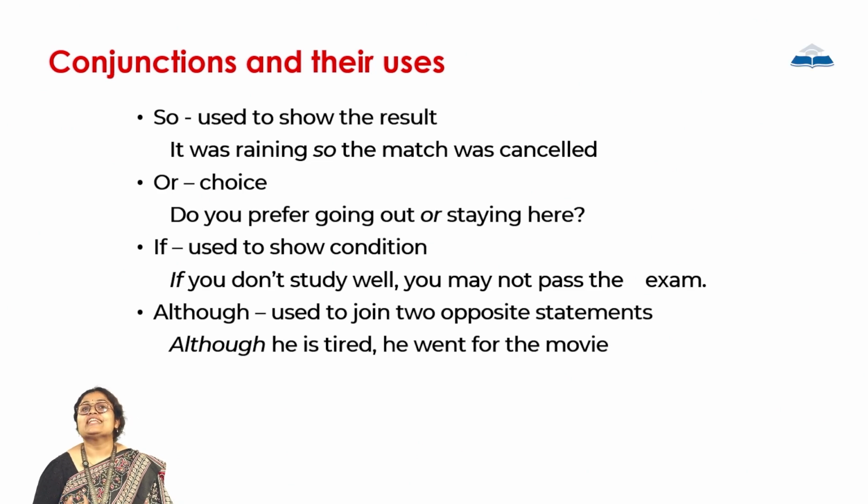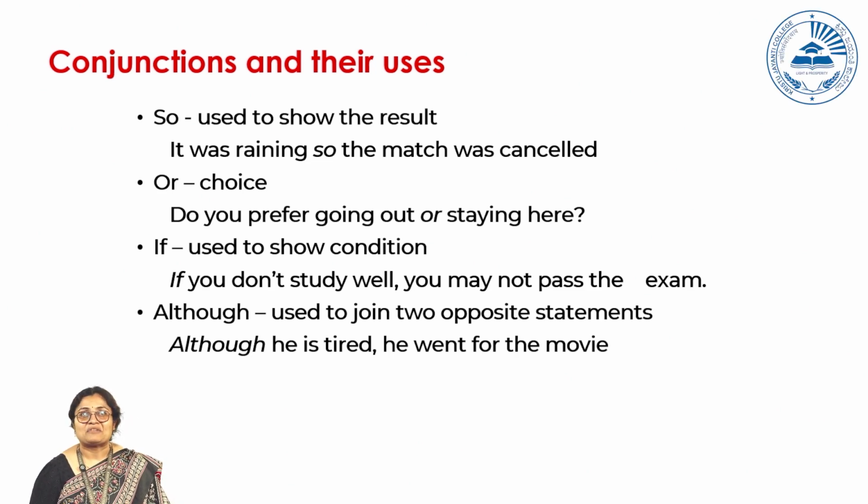So is a conjunction that is used to show the result. For example, it was raining, so the match was cancelled. Why was the match cancelled? Because it was raining. So, in order to show the result, we are using the conjunction so.